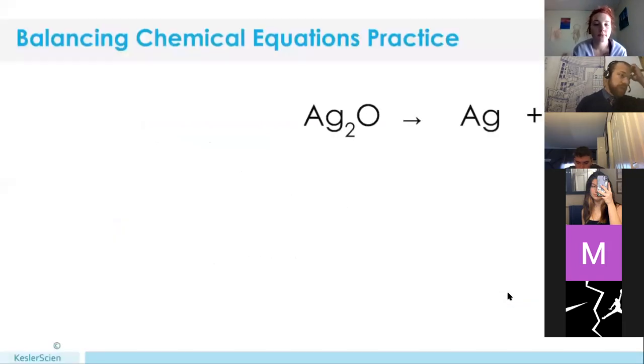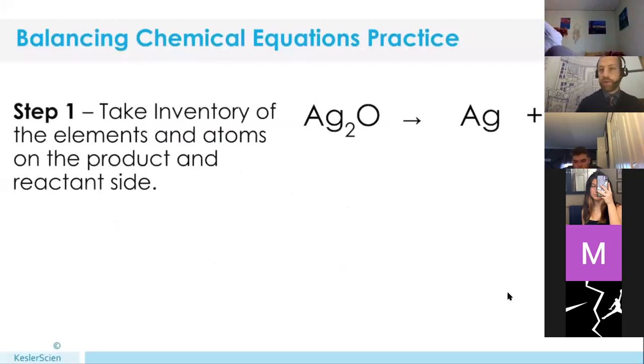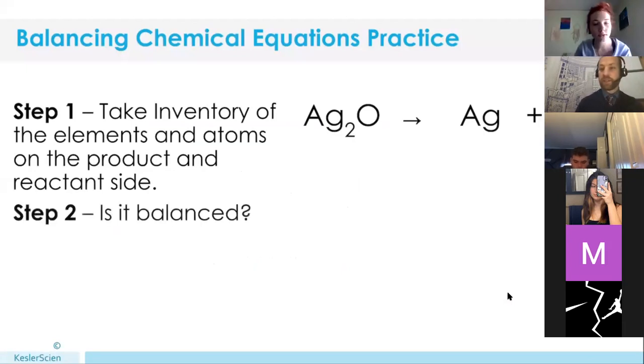All right, so when we have an equation that is not balanced, how do we go about actually balancing it out? First thing you gotta do is take your atomic inventory. Right, in this case, I've got 2 silver, 1 oxygen on the left. I've got 1 silver, 2 oxygen on the right. That is obviously not going to be balanced. So it answers my step 2 already. Right, my step 2 is, is it balanced? In this case, it is no.